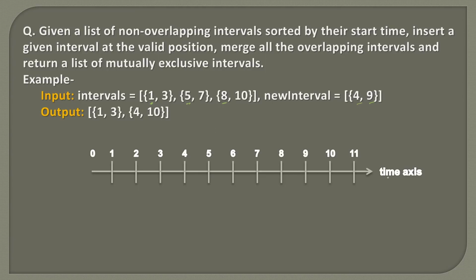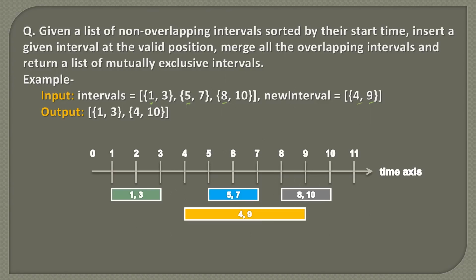So this is our time axis, and if we plot all these intervals on this time axis, it would look something like this: 1, 3, 5, 7, 8, 10. We have to insert 4, 9. So it will go from 4 to 9. So here you can see this 4, 9 doesn't overlap with 1, 3. So 1, 3 doesn't get affected by insertion of 4, 9 because they are not overlapping. So 1, 3 will be part of our answer because it's mutually exclusive. So this is the first part.